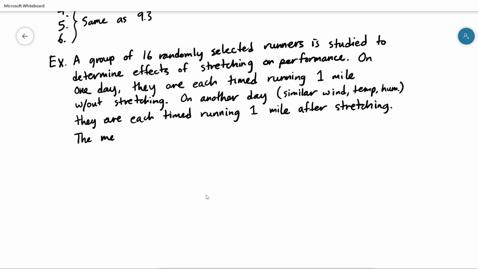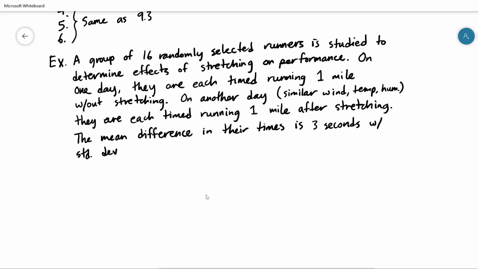The mean difference in their times. So we take the times of each runner and we compute the average of that big long list of all the differences for all 16 runners. So the mean difference in their times is, let's say, 3 seconds with a standard deviation of 4 seconds.